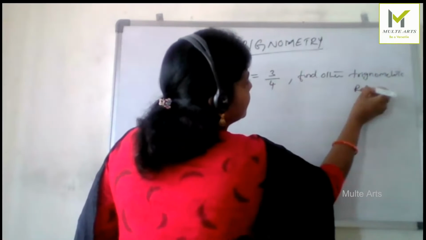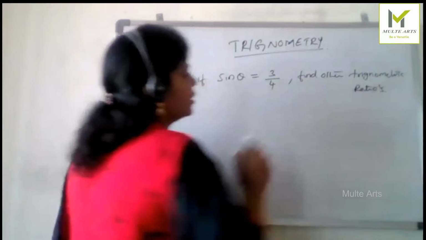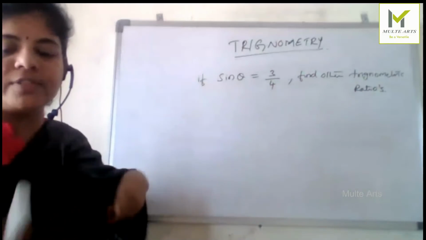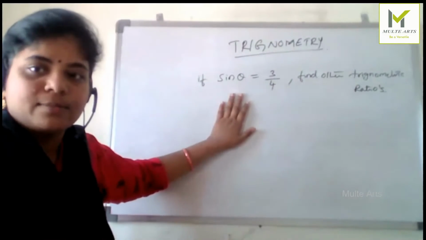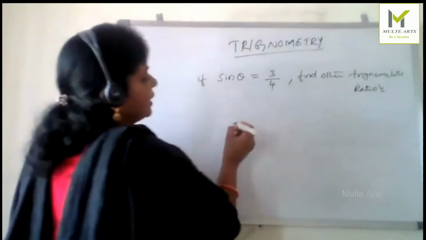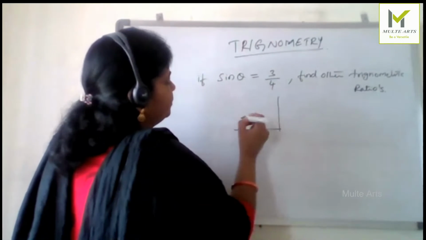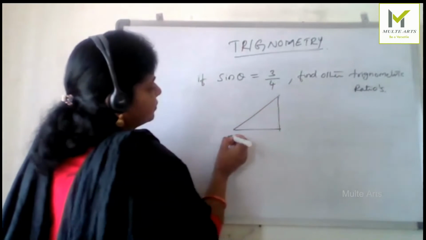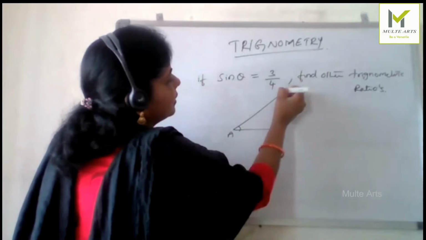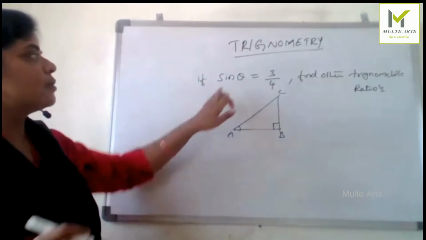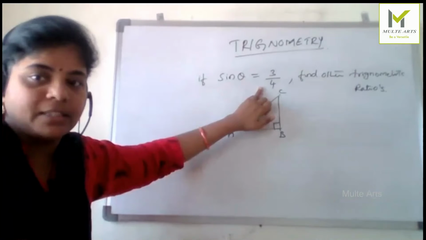Find other trigonometric ratios. So here the value of sine theta is given as 3 by 4. As I said just before, using the diagram we can easily find out. Suppose that it is acute angle A, right angle is at B, and this is angle C. So sine theta is given as 3 by 4.